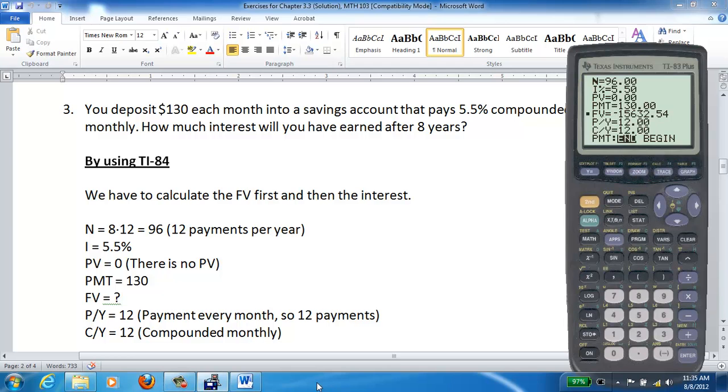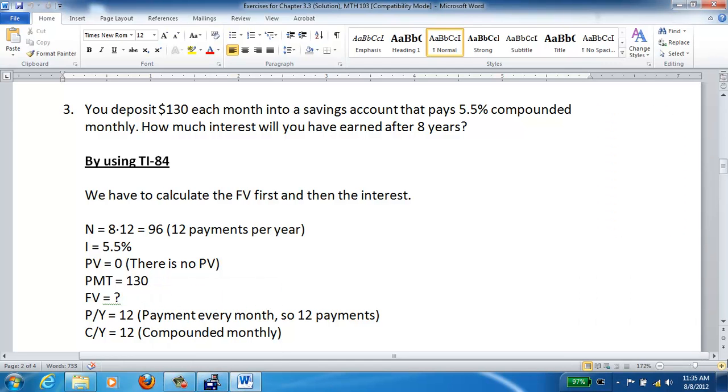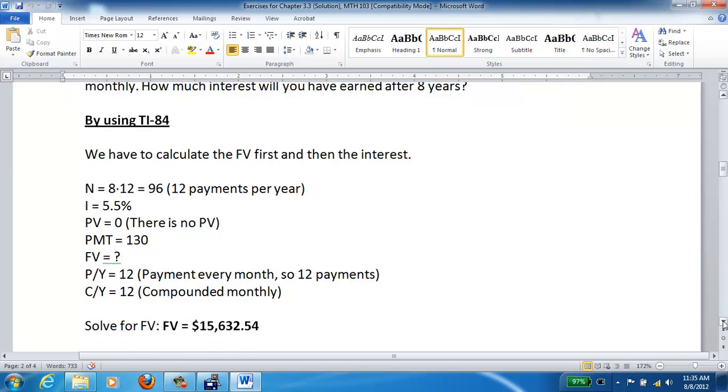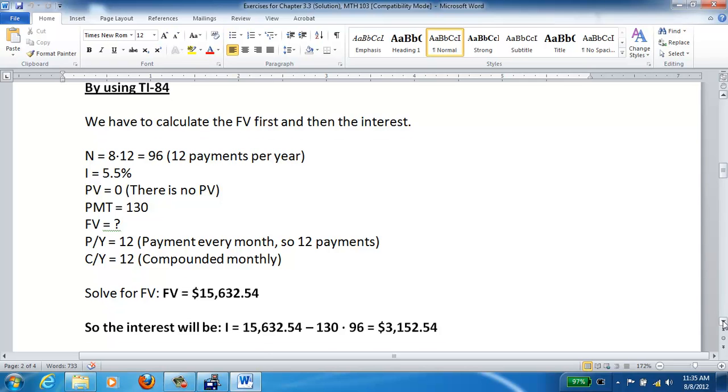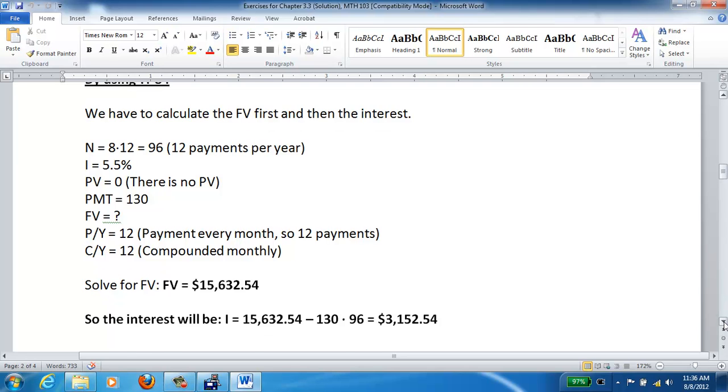15,632. However, we have to do one more step, because you look for the interest earned. So this is the future value. To calculate the interest, you have to subtract from the future value the total of the payments that you made. So you make a total of 96 payments times 130. So it will be the future value minus 96 times 130. So the interest earned will be $3,152.54.